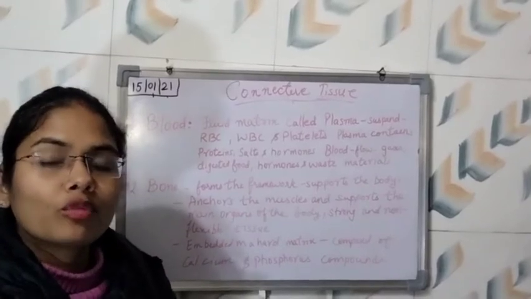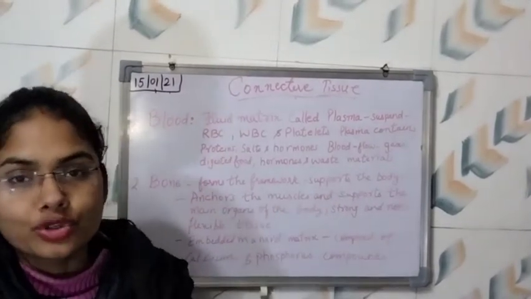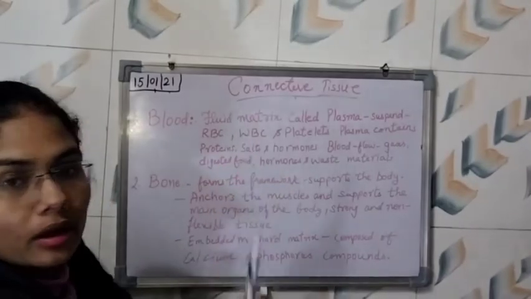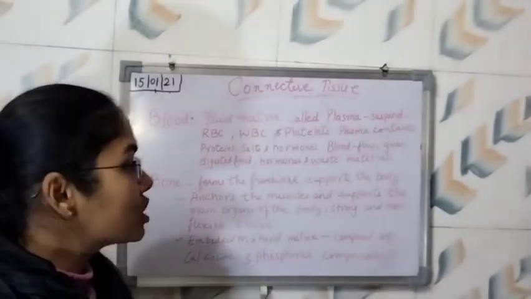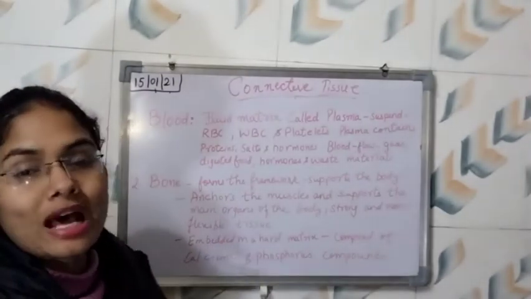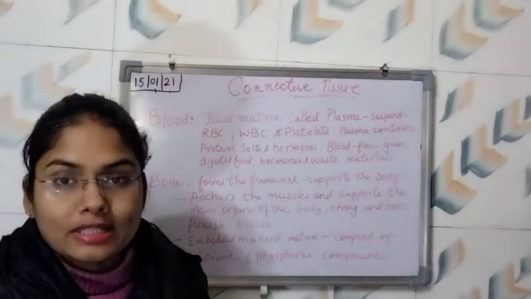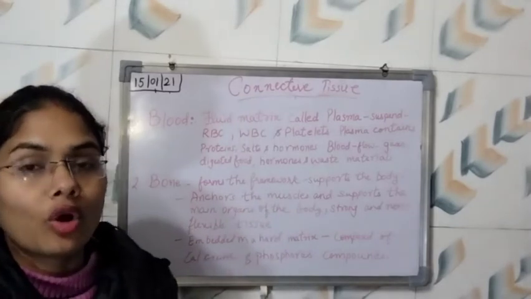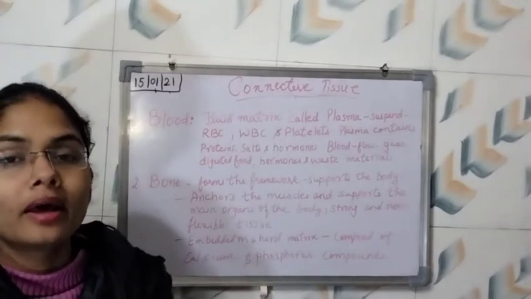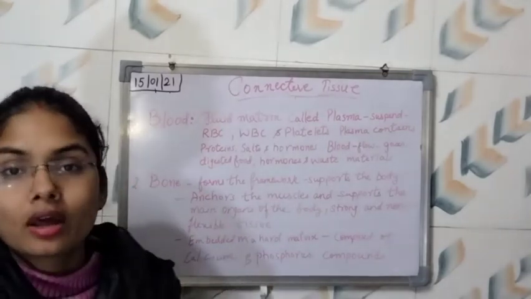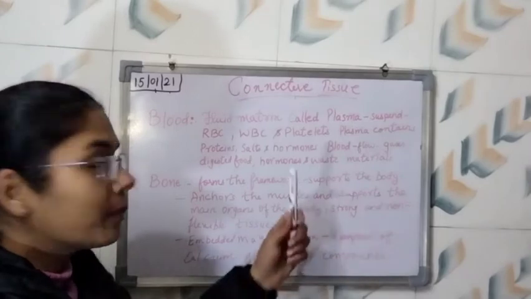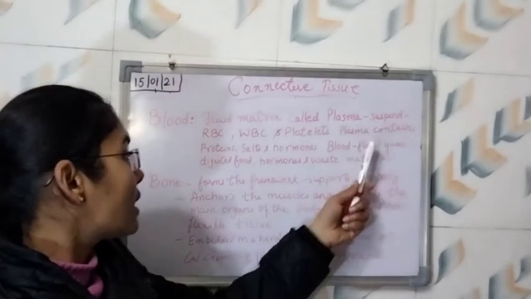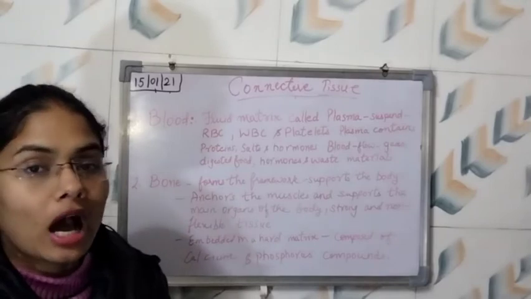So students, for the first example of connective tissue, we have blood, right? Blood is an example of connective tissue. Blood contains fluid matrix, which is called plasma. And this plasma suspends RBC, WBC and platelets. RBC is red blood corpuscles, and WBC is white blood corpuscles, right? And this plasma contains proteins, salts and hormones, right?